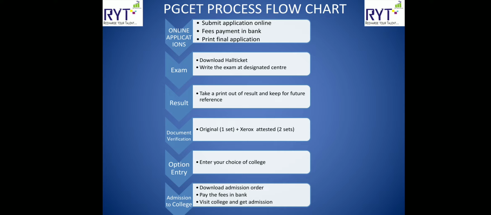The first step is that you will go online and submit your online application. That is the first step, which I'm sure most of you have done already because the date is over. So the first step is submitting the application online. Then you will go to the bank and pay the fees. After fee payment in the bank, you have to go back online and print your final application. You need to do this first.